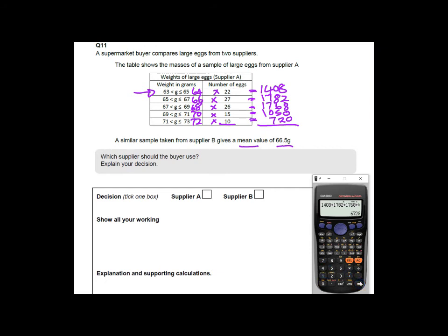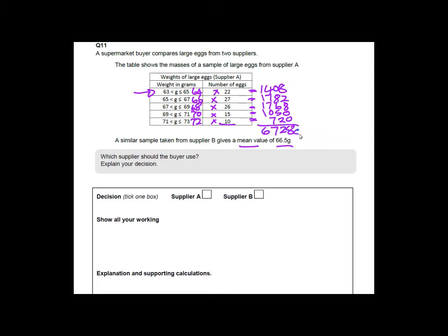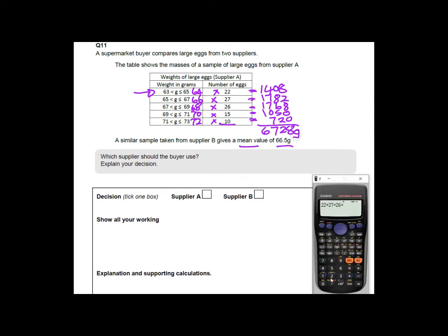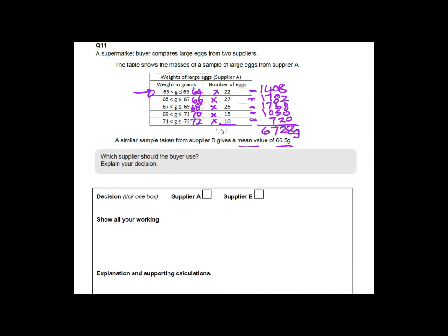So the total weight in grams for all of those eggs is 6,728 grams. Now let's see how many eggs actually made up that weight. So that was 100 eggs. So if we divide our total weight by our total number of eggs, it will give us a mean weight for the supplier A eggs. So that's for supplier A. We've been given the mean for supplier B.